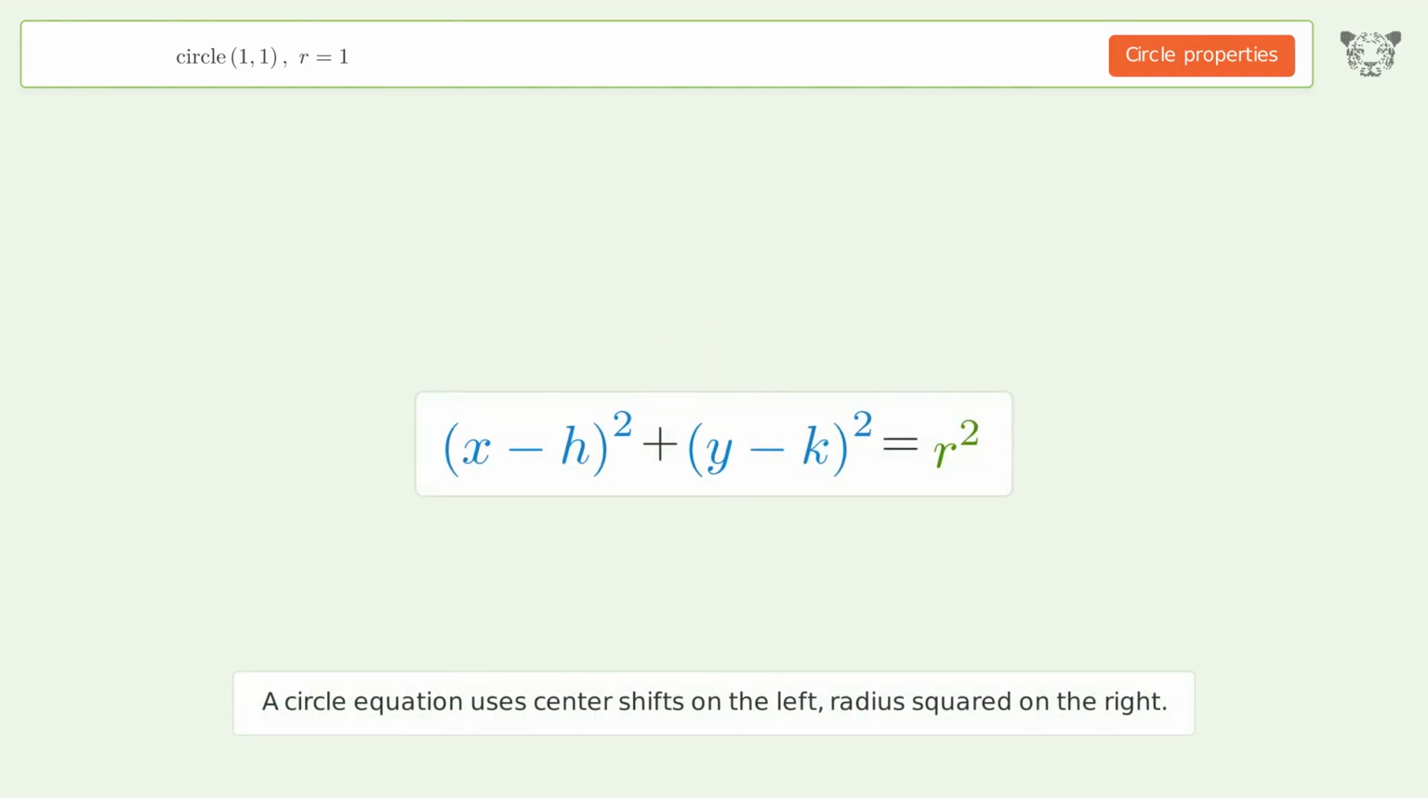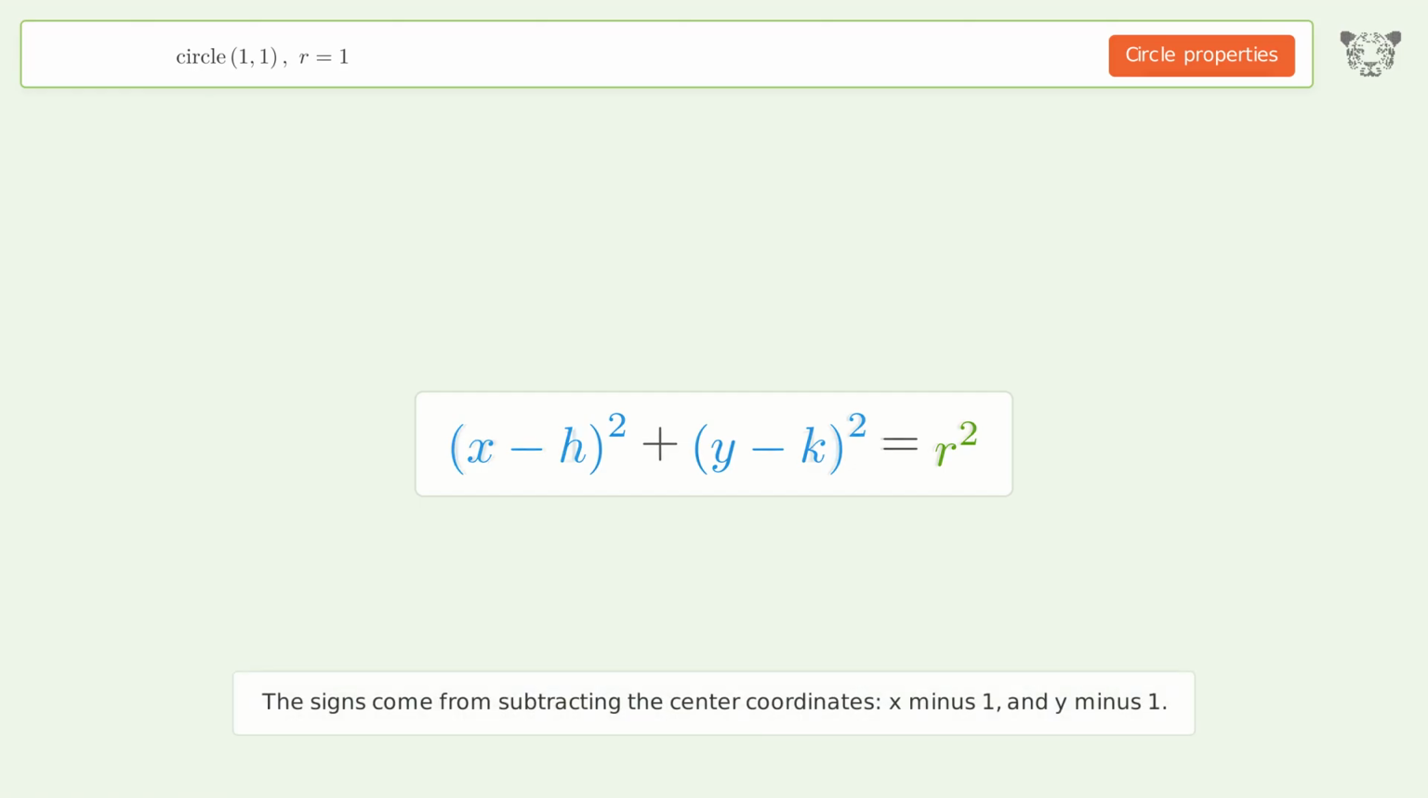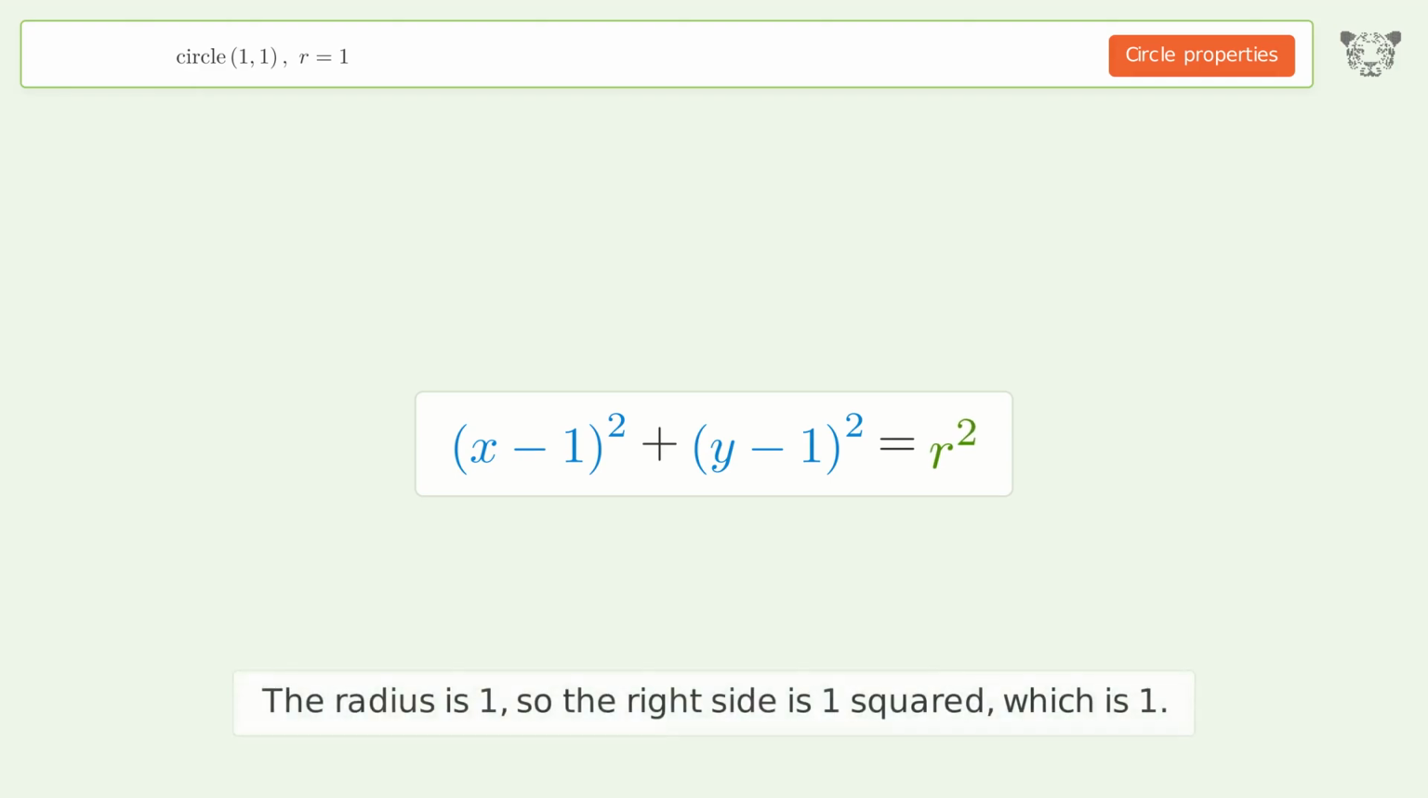A circle equation uses center shifts on the left, radius squared on the right. The signs come from subtracting the center coordinates, x minus 1, and y minus 1. The radius is 1, so the right side is 1 squared, which is 1.